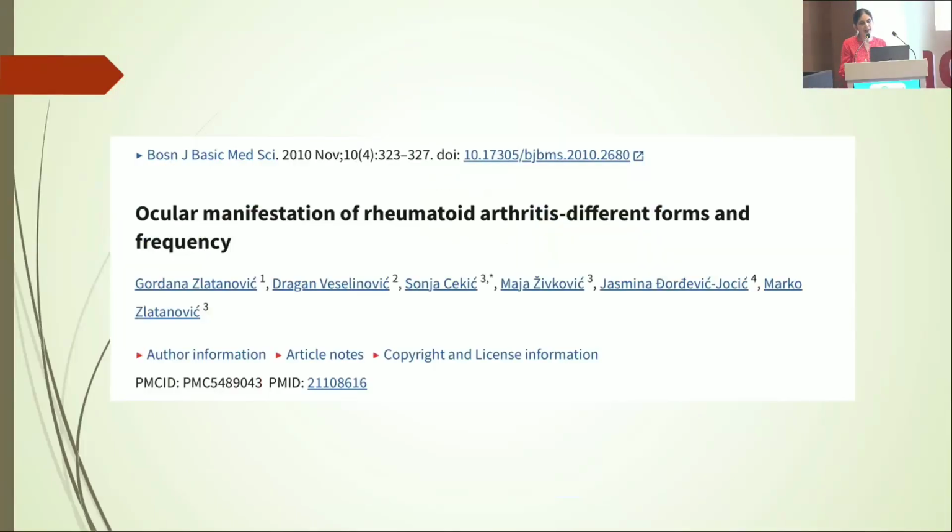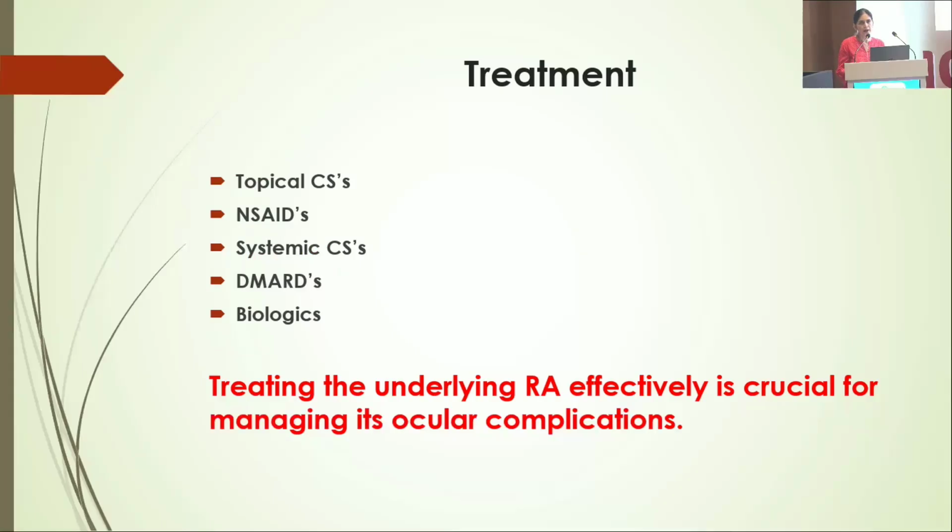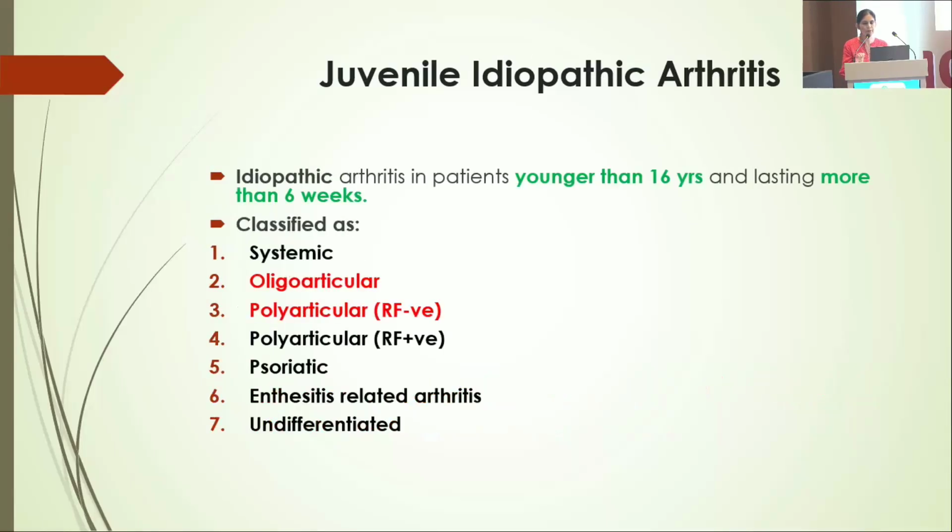So there are many publications on ocular manifestations of RA with different forms and frequencies, and similar results have been postulated. To investigate such a case, if you find a case of rheumatoid arthritis and you have these ocular findings, kindly order RA factor, anti-CCP, ESR and CRP. If we talk of the treatment part, treating the underlying RA effectively is crucial to manage the ocular complications.